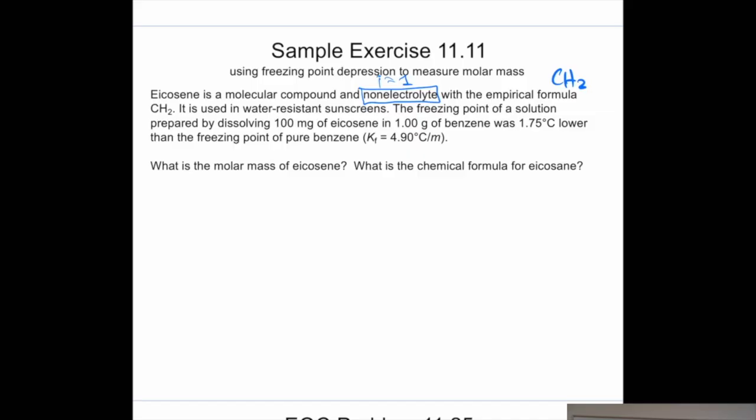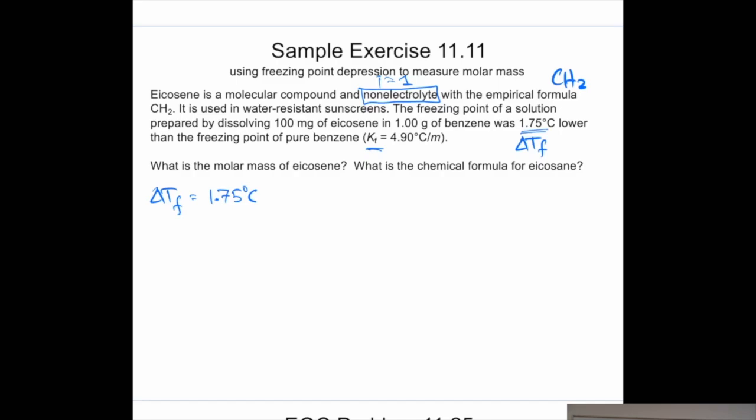We are told that the freezing point is lowered by 1.75 degrees Celsius from the freezing point of pure benzene. We don't need to know what the freezing point of pure benzene is, because we're told what delta T is. This is delta T sub F. And we're told the K sub F for benzene. So we're good, right? Let's now plug in what we know. We've got delta T sub F is equal to 1.75 degrees Celsius. That's how much it changed by.